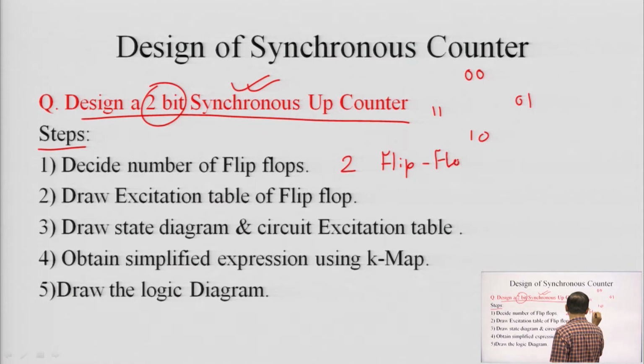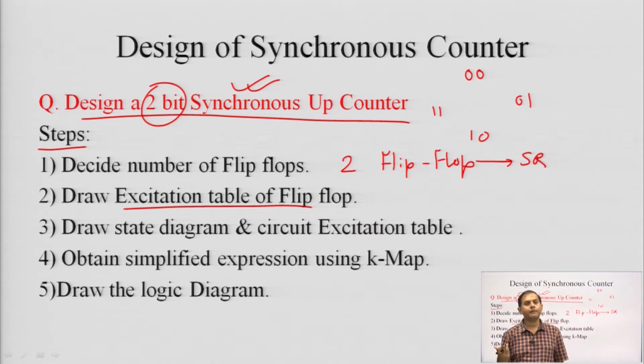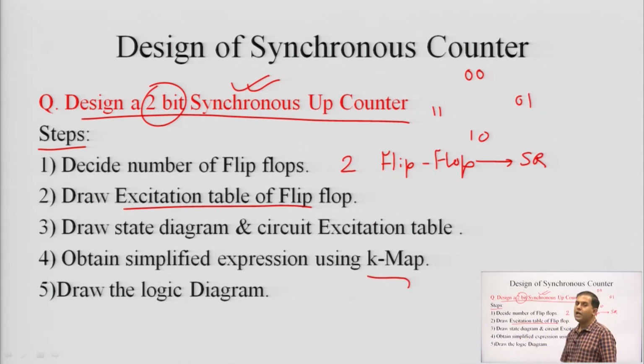Another question is which flip flop we will take: SR, JK, D, T, it is up to you. Any type of flip flop you can choose. Next is to draw the excitation table of the flip flop. Suppose we have taken SR flip flops, 2 SR flip flops, then we will draw the excitation table of the SR flip flop. Then we will draw the state diagram, the circuit excitation table, then the simplified expressions using K-maps, and finally the logic diagram. We will check one by one.